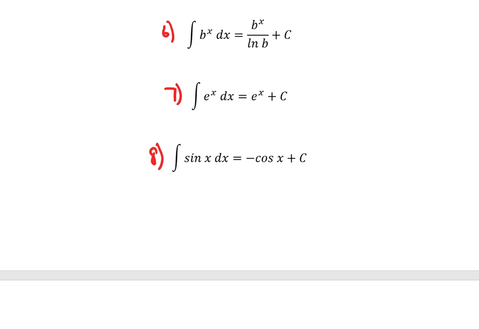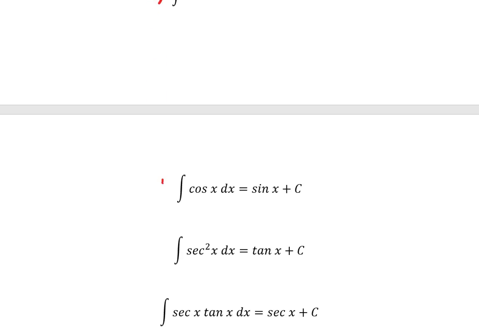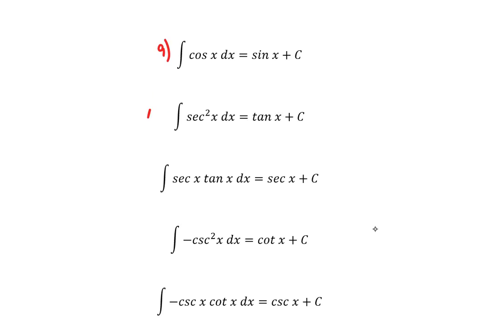The integral of sine x is minus the cosine of x plus c. Number 9, the integral of cosine x dx is going to be sine of x plus c. Now the next few results are related to derivatives that we saw a bit earlier on in this course.